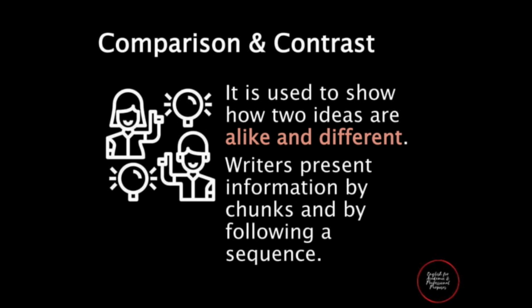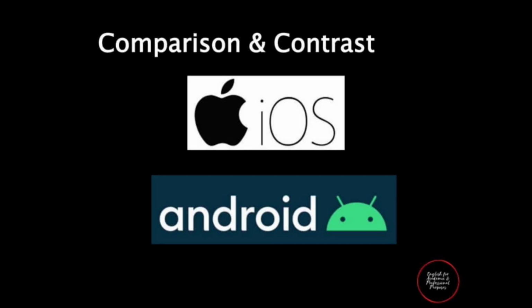Okay? So these writers present information by chunks and by following a sequence. Or you are answering a Venn diagram. Okay? You explain first what is their difference, and then in the middle or in between you write their similarities. Okay? For example, an Apple and an Android. What is their definition? Okay? An iPhone is it's used for good in camera. An Android is good for video gaming, like that.